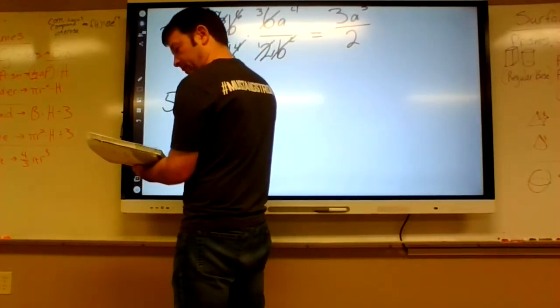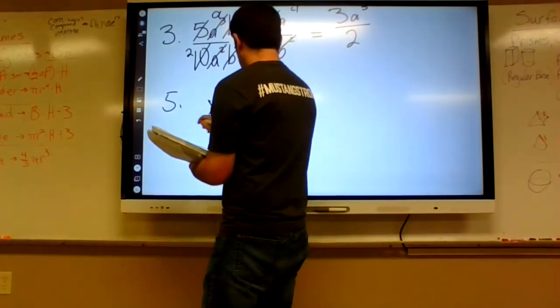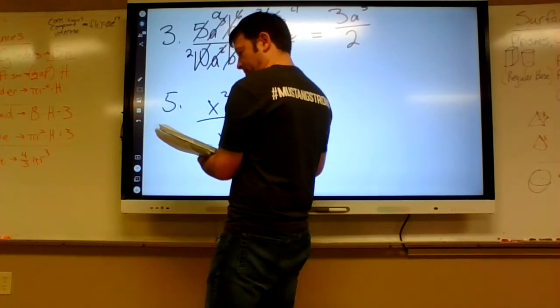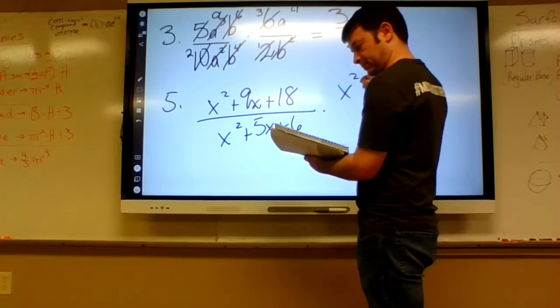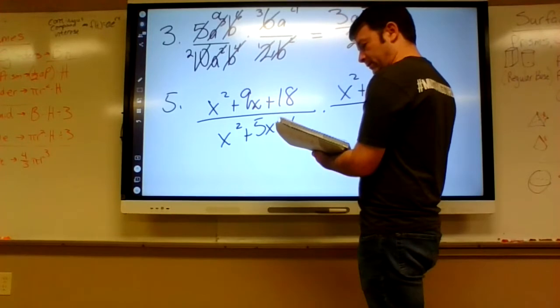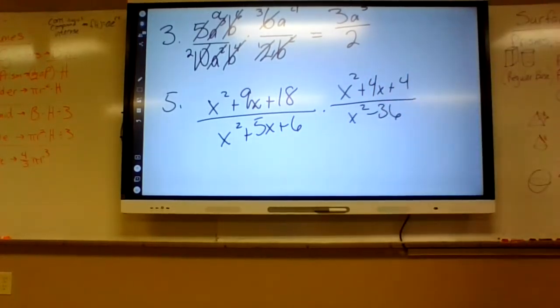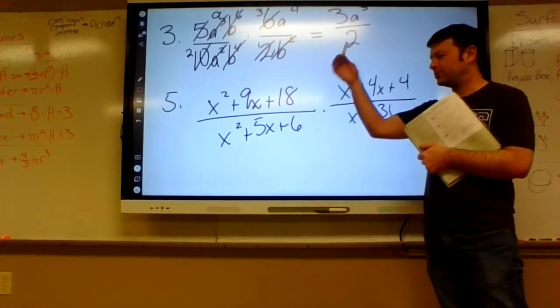Number 5, okay. All right, this one looks really big. I kind of feel like in a way it's easier because there's less things to look at. What changed from 3 to 5? Number 3, there's just one term in the numerator and denominator. And on number 5, there are multiple terms, polynomials.